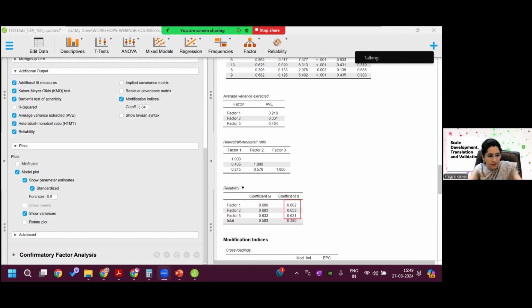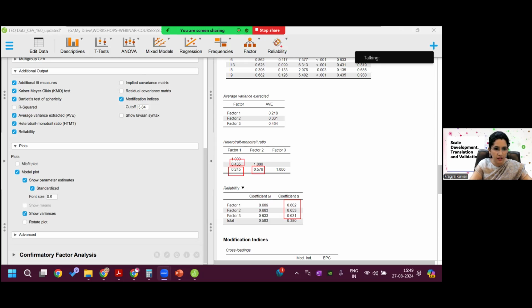Again, coming to heterotrait-monotrait. If you see this, what was the cutoff of heterotrait-monotrait? It should be less than 0.85. So whether divergent validity is met or not, we see from the heterotrait-monotrait between two factors. Remember how we have calculated it? This is the HTMT of factor 1 and factor 2. This is the HTMT of factor 1 and factor 3.